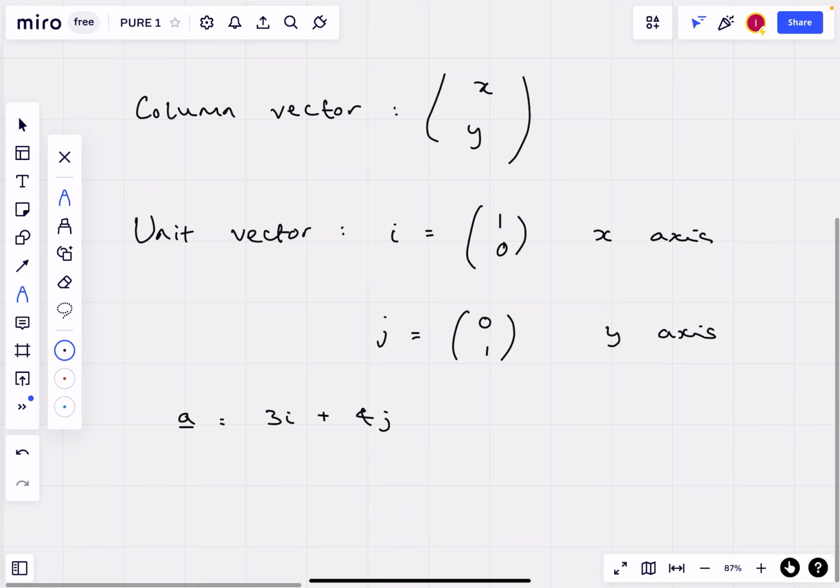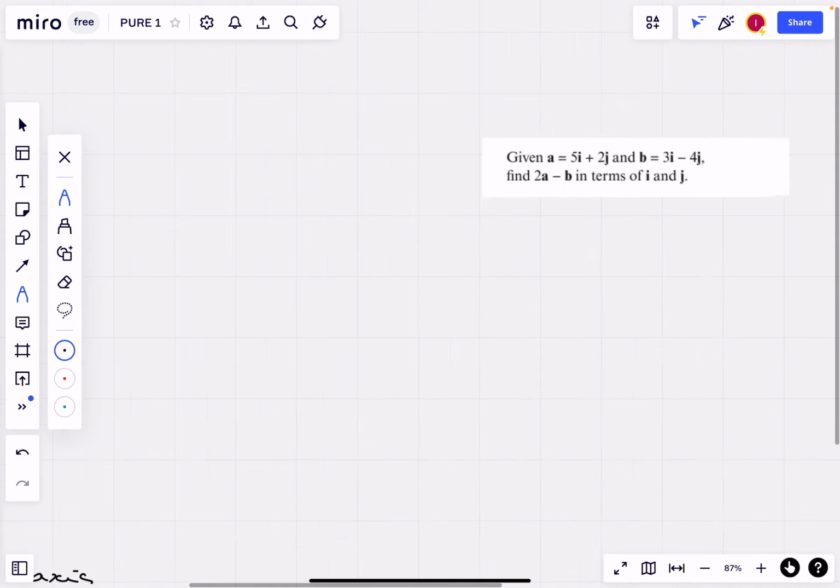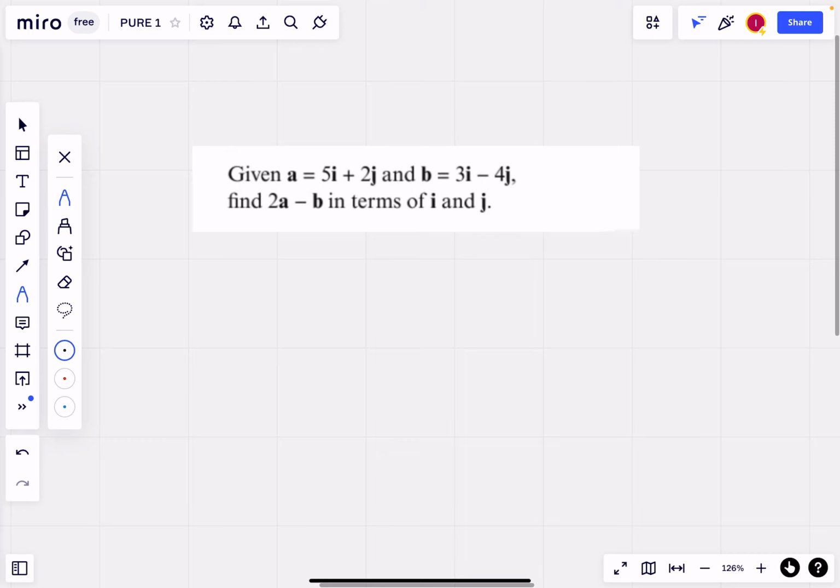And then they can ask you to do standard arithmetic questions with it. So for example, it says given a equals 5i plus 2j and b equals 3i minus 4j, find 2a minus b in terms of i and j. Give it a shot. See what happens. Okay, how did that go?